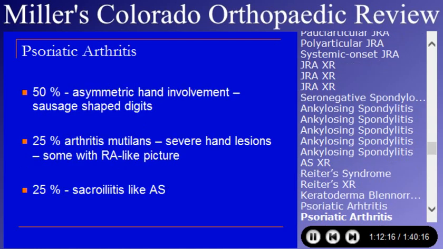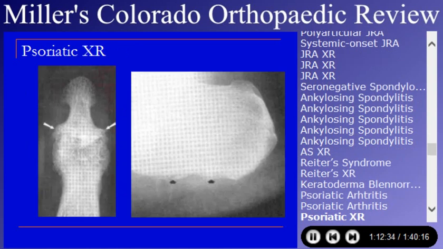They are commonly associated with hand involvement, with sausage-shaped digits. The hand lesions can be severe, and about a quarter of people with psoriatic arthritis have involvement of the sacroiliac joint. Picture of a person with the sausage digit destruction.